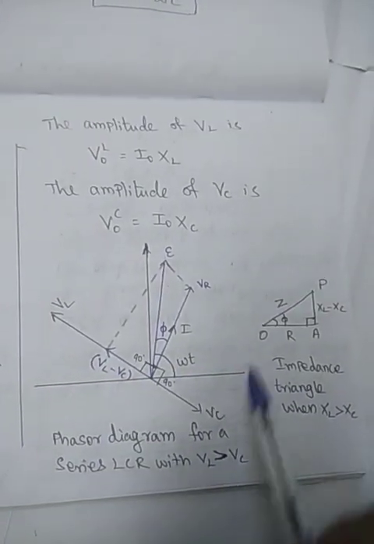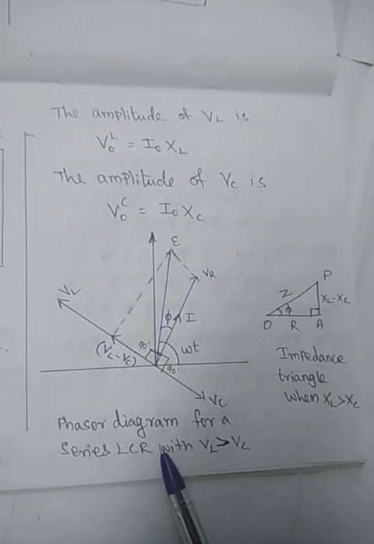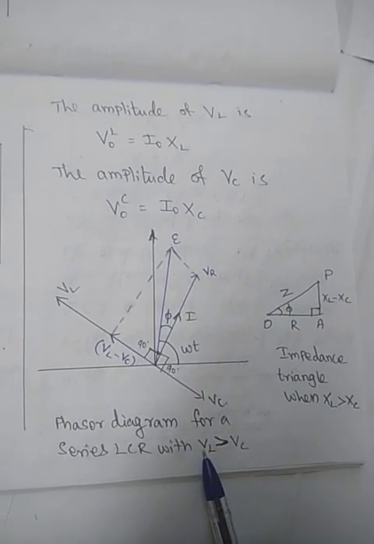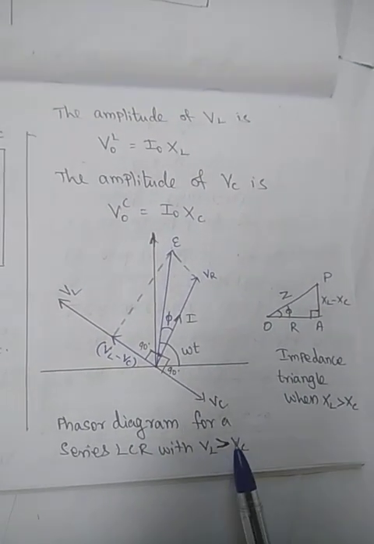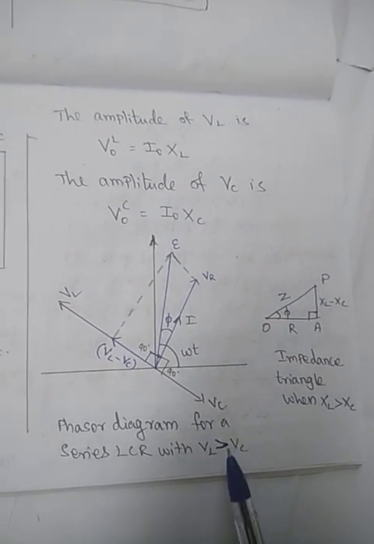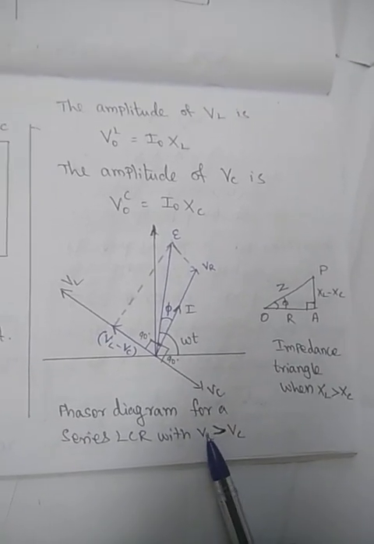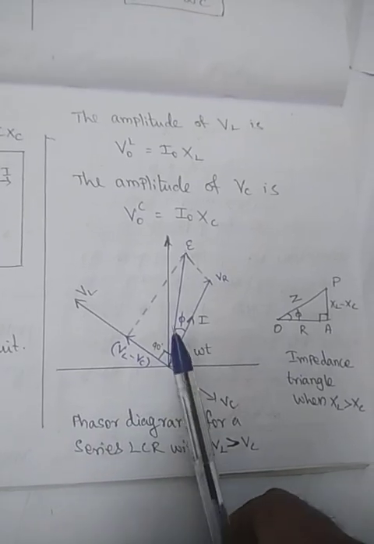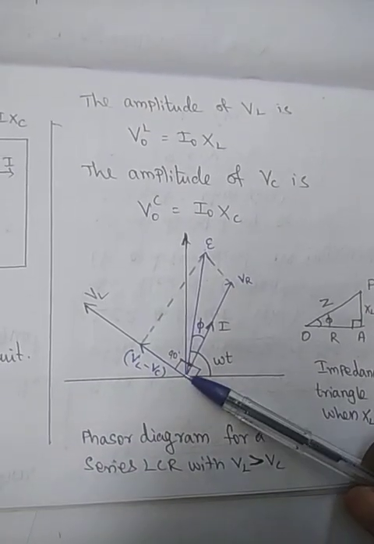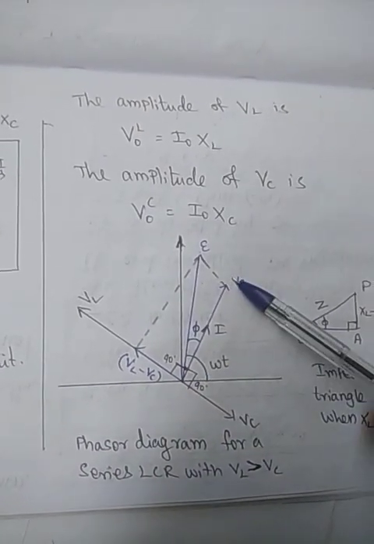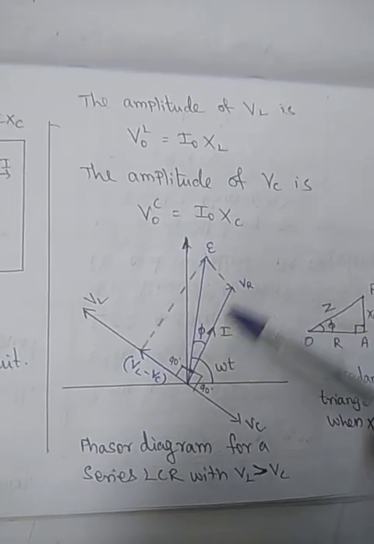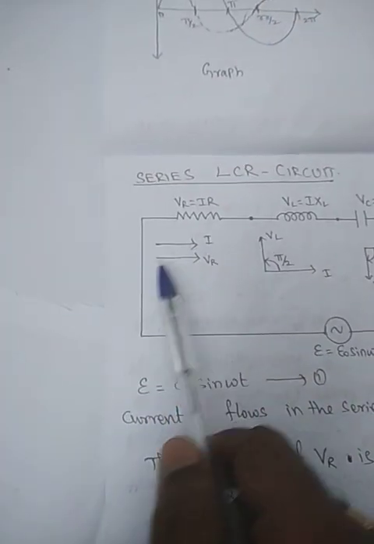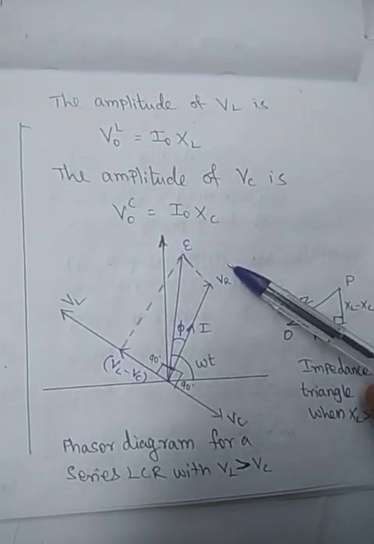So this is the phasor diagram for the series LCR circuit. This is the voltage. The inductive voltage is greater than the capacitive voltage; we have taken that the inductor voltage is greater than the capacitor voltage. So what will we get? This is the current value. The current and the applied voltage will be in the same direction for resistors.